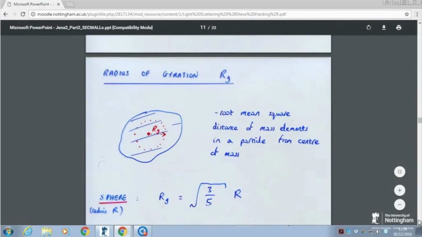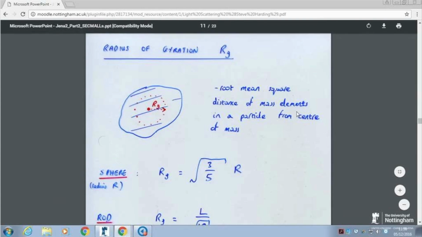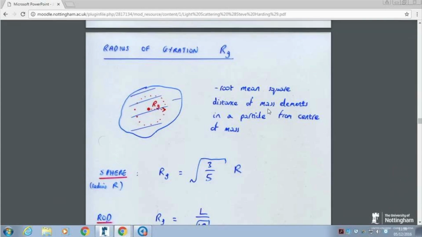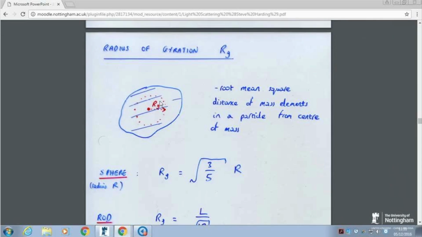We've done this, haven't we? The gyration radius calculation. I'm not going to repeat all this. This is done in BT7, so apologies to Laura. Laura, you did this, did you? No. Okay. So the RG is the root mean square distance of the mass elements in a particle from the center of the mass. It's a measure of the distribution of mass within a particle.